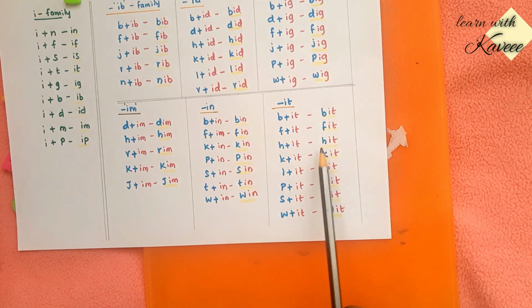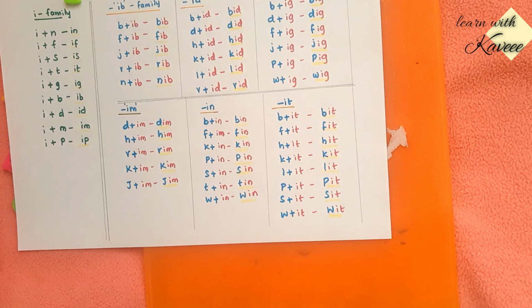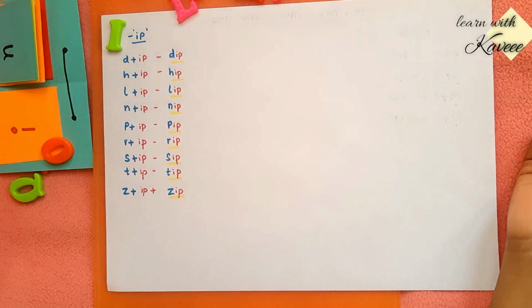H, it, hit. G, it, git. L, it, lit. P, it, pit. S, it, sit. V, it, wit. Next we have the ip family.